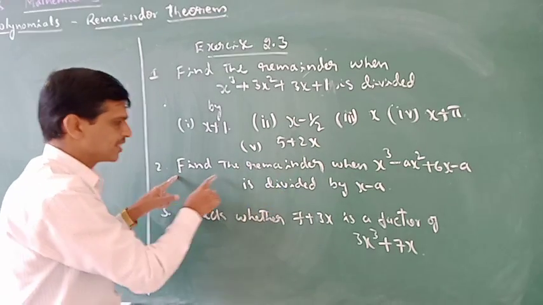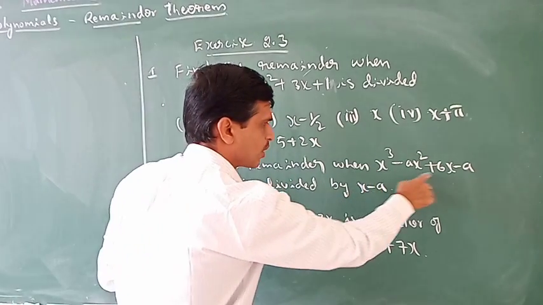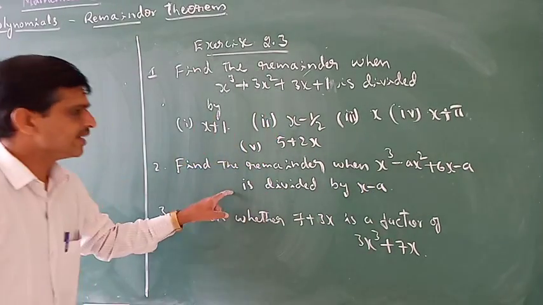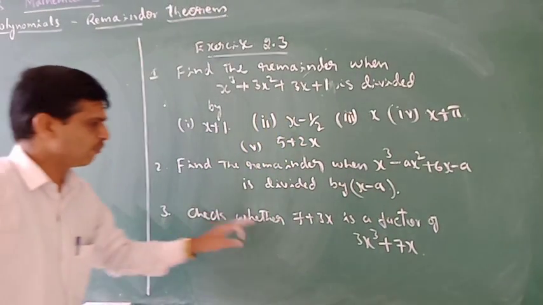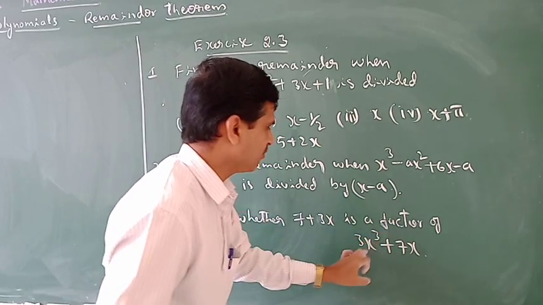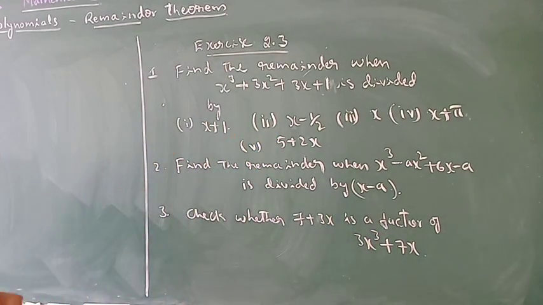Second main example. Find the remainder when x cube minus x square plus 6x minus a is divided by x minus a. We have to check it. And the third one, check whether 7 plus 3x is a factor of 3x cube plus 7x. Now let us start one by one.